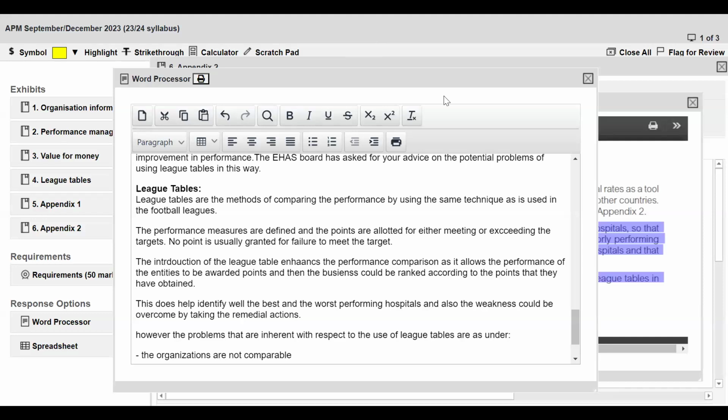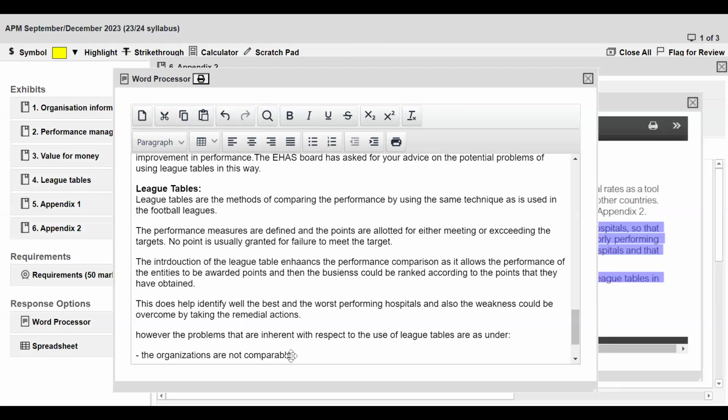See, this is actually going to get you professional marks because you are actually explaining to them what is going to happen with respect to the league table. You are explaining to them what you are going to do with respect to the league tables, right?